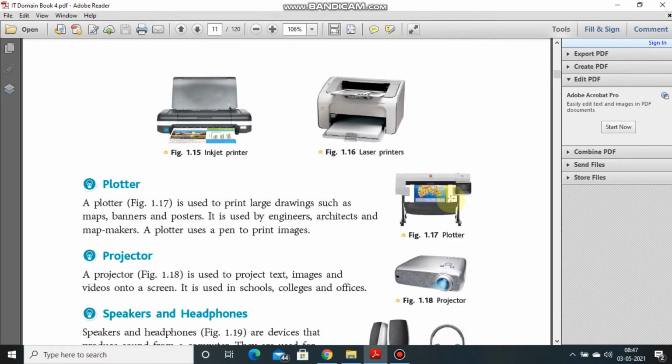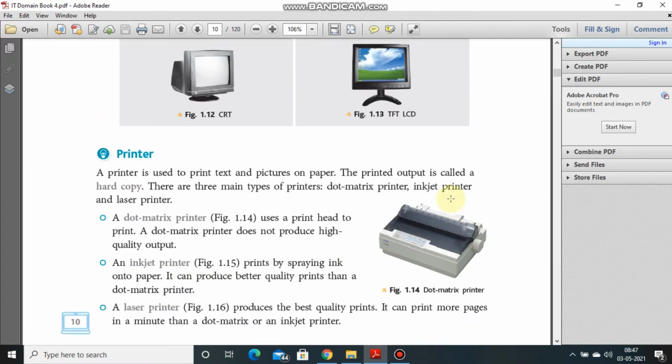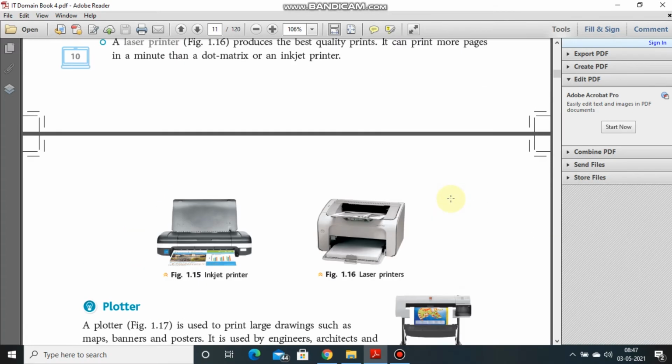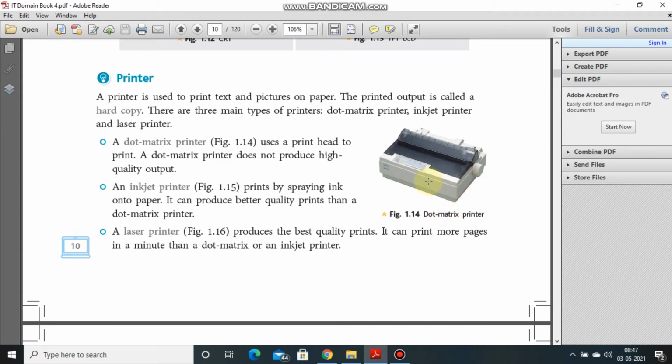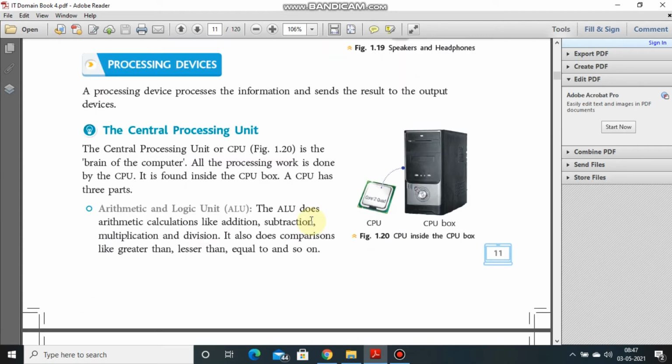We will talk about it. We will share the examples or the places where you have seen them. Okay. We will discuss about the different types of printers also. Okay. And then we will discuss about the processing device, that is your CPU.